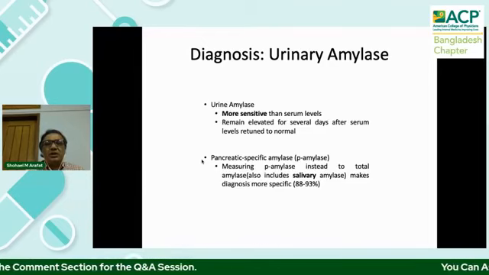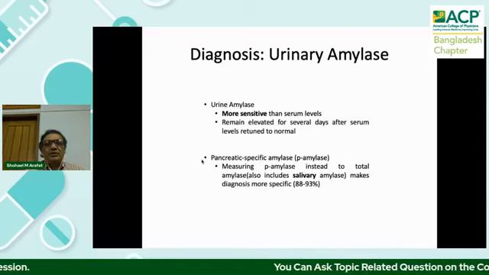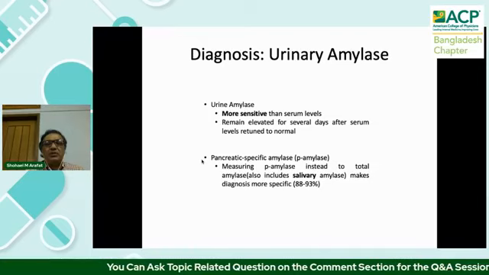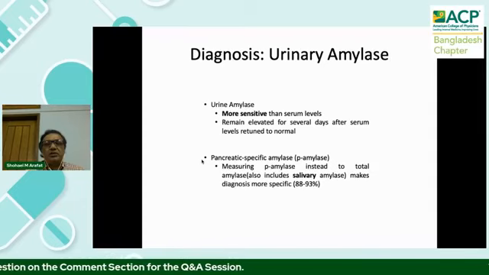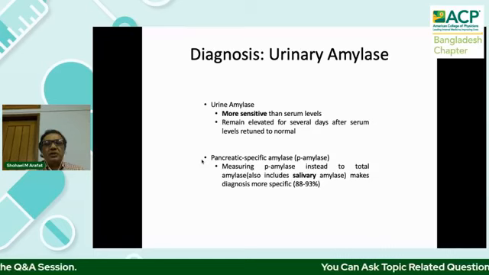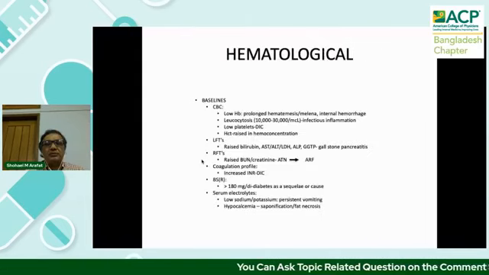Urine amylase is another available investigation. It is better than serum amylase. It's a little bit more sensitive, but remains the same as the previous amylase, with a lot of differential causes of raised amylase. So though it is better than serum amylase, it is not better than lipase.